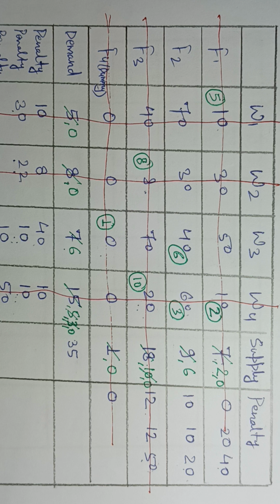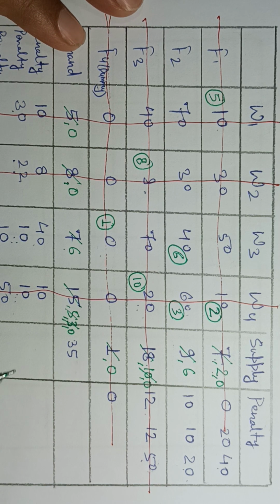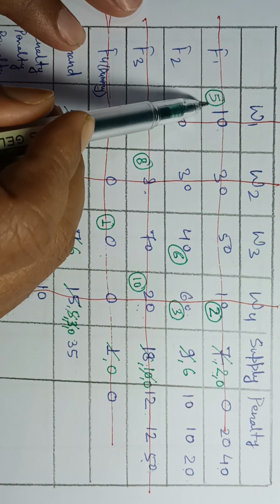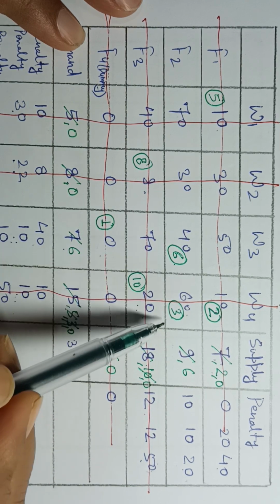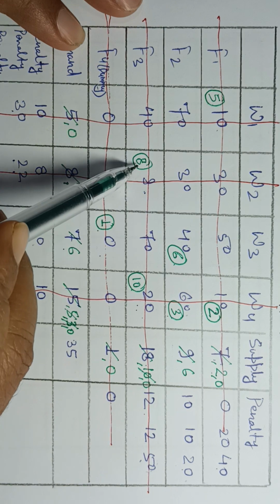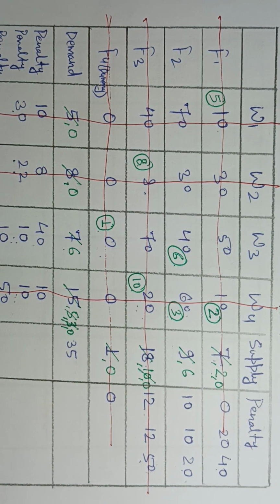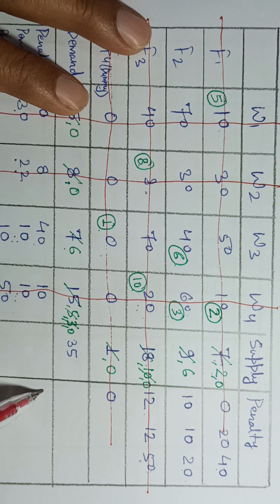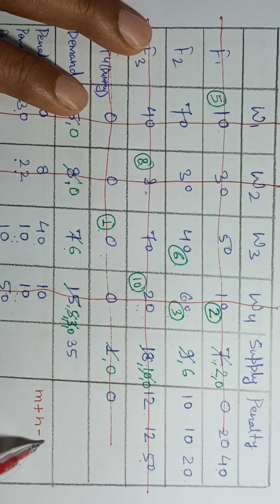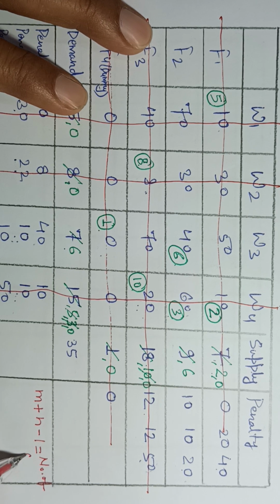Now we try to find whether the problem is feasible or not. Have we got an initial basic feasible solution? For this, we find how many occupied cells there are. So see here, occupied cells: 1, 2, 3, 4, 5, 6 and 7. So there are 7 occupied cells, and this should be equal to m plus n minus 1, which equals the number of occupied cells.